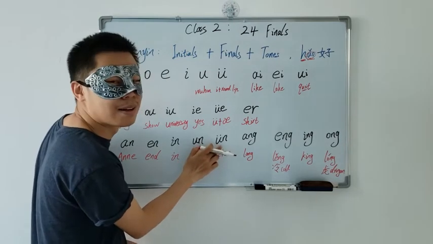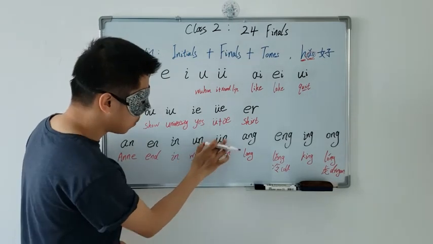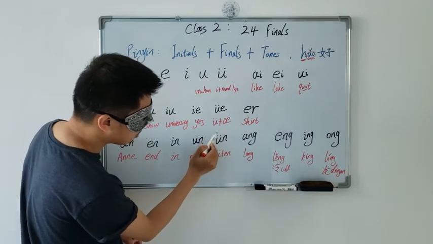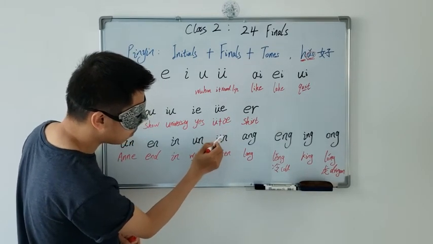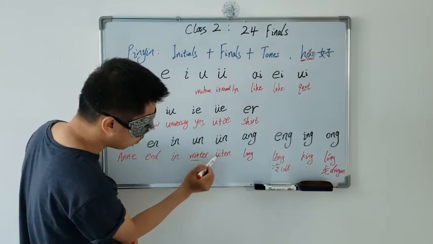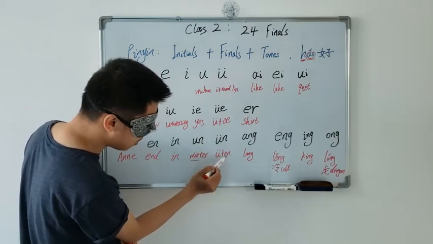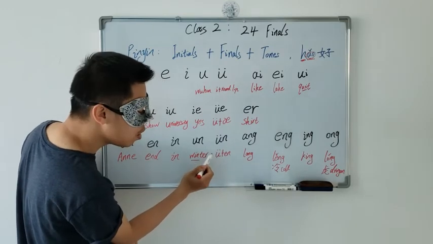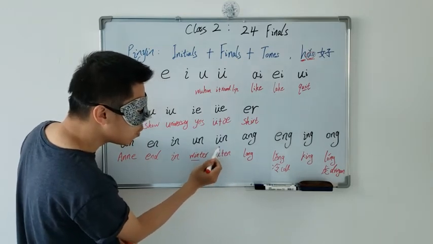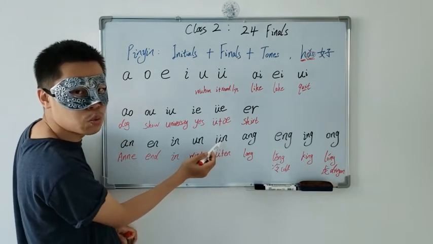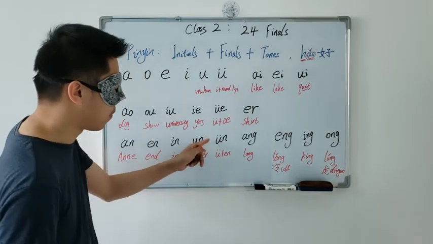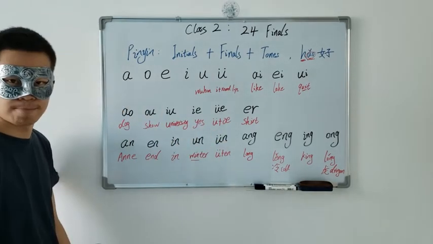We see this letter again, yu again. So this combined final is pronounced like yu plus n, like yun. So yun is this combined final's pronunciation.